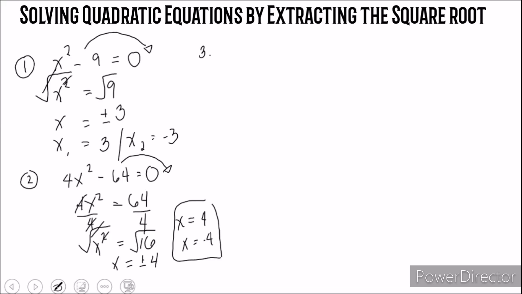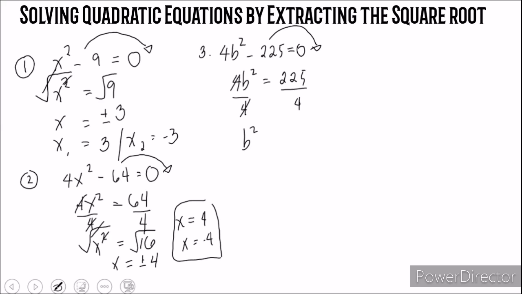Example number 3. Example number 3, we have 4b squared minus 225, which is equal to 0. So, the first step that we need to do is to isolate the variable. So, lilipat ulit natin ito dito. So, we have 4b squared. Instead of negative 225, it will become positive 225. And then, para ma-isolate si b squared, we will divide both sides by 4. Okay, so cancel na yon. That will give us b squared is equal to 225 divided by 4.